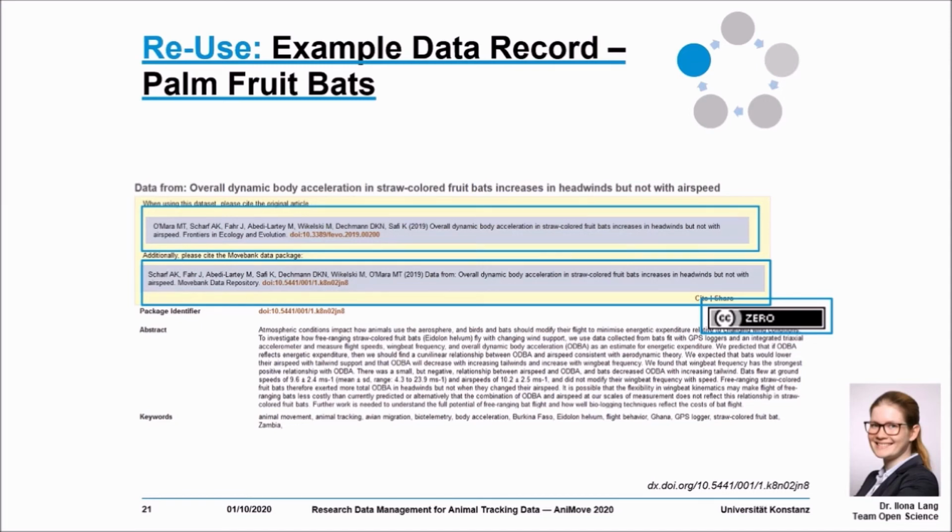To help you understand the data at first glance, every record comes with an abstract describing its contents. To help you find the right data, for example animal tracking data from Burkina Faso, there are multiple keywords for which you can search.